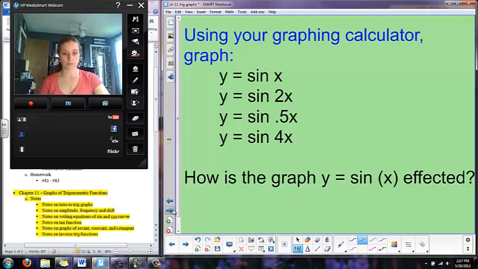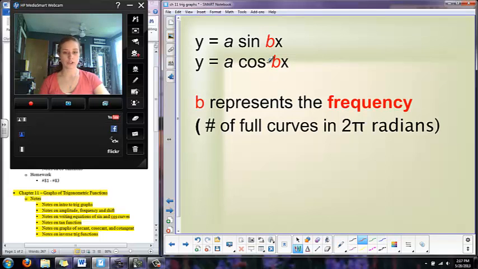Okay? We did those. Then we were talking about B, which is the frequency, which is the number of full curves that you see in 2 pi radians.